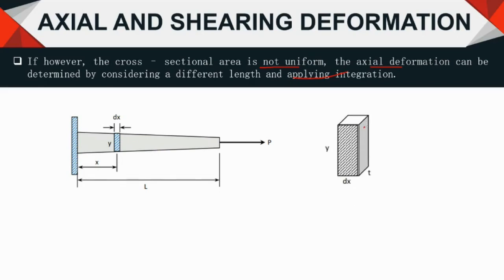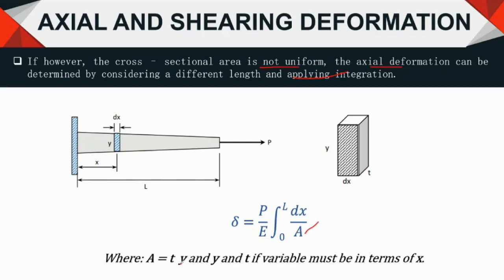So, ang formula natin dyan is we have elongation is equal to P divided by E, integral of 0 to L, dx divided by A. So take note, si A natin dito is equal to Ty. And then si y and t natin, if variable siya, it must be in terms of x. So ito yung formula kapag hindi po uniform ang ating cross-sectional area. So next slide po tayo.